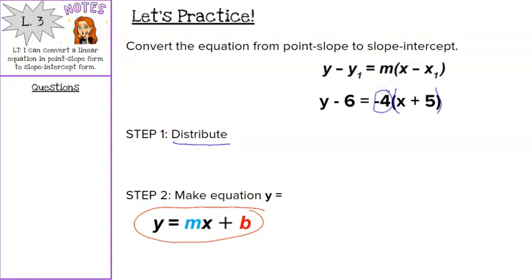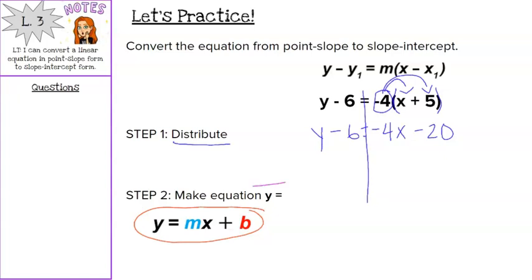So negative 4 times x is negative 4x. And then negative 4 times 5 is negative 20. And we still have this y minus 6. So y minus 6 equals negative 4x minus 20.